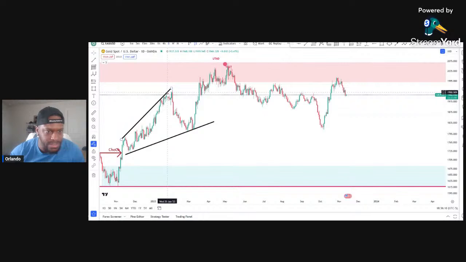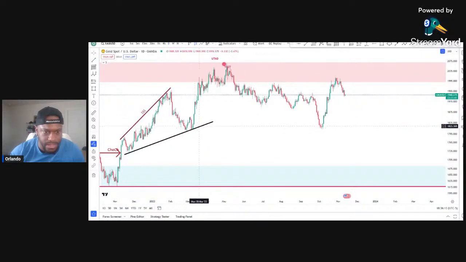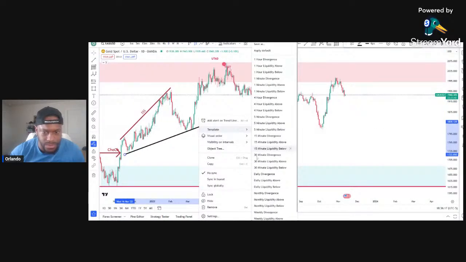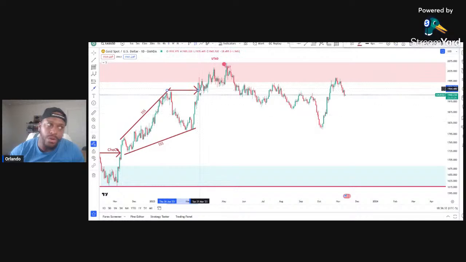I need to mark this as daily liquidity above, daily liquidity below. All right, cool. So now this is still an imbalance that led to what? Accumulation, reaccumulation that led to a what? Bam, break of structure. So this right here is an internal break of structure on the daily.